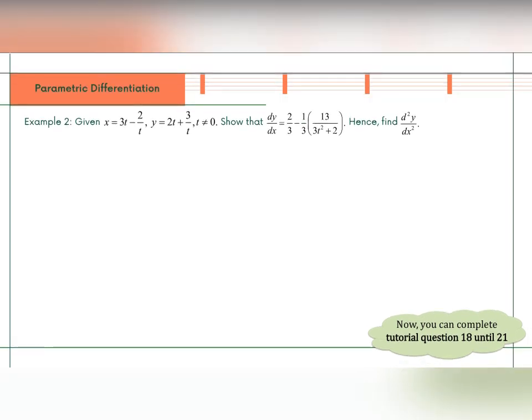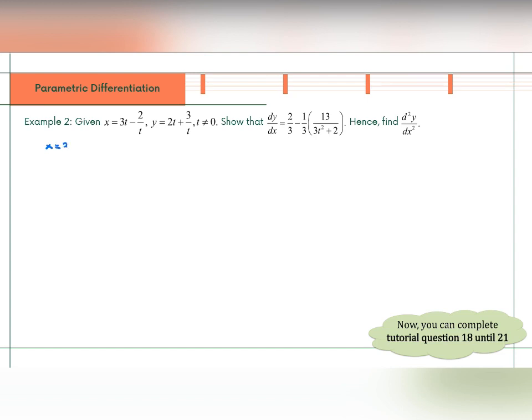So, example kedua, dia minta kita cari d square y over dx squared. Soalan ini sedikit berbeza, agak panjang sebab dia minta kita show this derivative. So let's find out whether we can show it or not. I'm going to start with rewrite x equals to 3t minus 2t to the power of negative 1. So my dx over dt will be equals to 3 plus 2t to the power of negative 2.